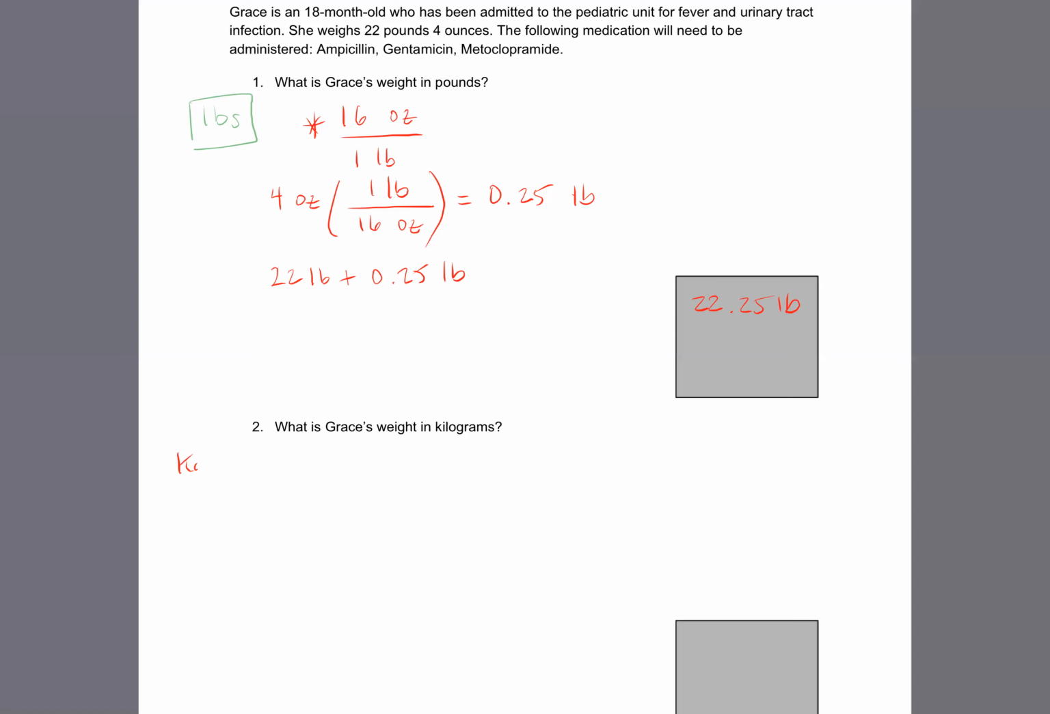Question 2, what is Grace's weight in kilograms? So the units that we want to end up with are kilograms, and we know the conversion for kilograms is 2.2 pounds to 1 kilogram. So we're going to go ahead and put 22.25 pounds. You want 2.2 pounds in the denominator, so your pounds unit will cancel. And you have 22.25 divided by 2.2 is 10.1 kilograms. 10.1 kilograms for the answer for number 2.